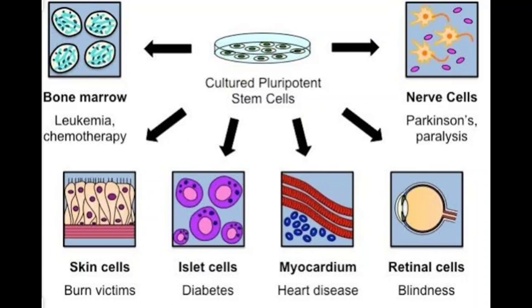And here some more are given: in burn victims, it can be used to produce skin cells; it can be used to produce nerve cells, that is in Parkinson's paralysis; then retinal cells, that is in blindness. Like this, stem cell therapy is very useful in bringing revolutionary changes in human health. So cytology is very useful for us.